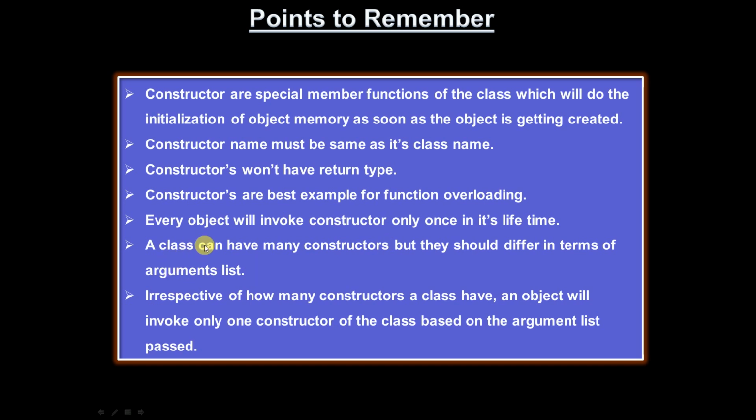Okay, so a class can have many constructors, but they should differ in terms of arguments list, because if you are following function overloading for the constructors, then the arguments list must differ, because internally it is also following the name mangling technique. Okay, so irrespective of how many constructors a class has, an object will invoke only one constructor of the class based on the arguments list passed. Any object in its lifetime will call only one constructor. Once the object is created, then done.